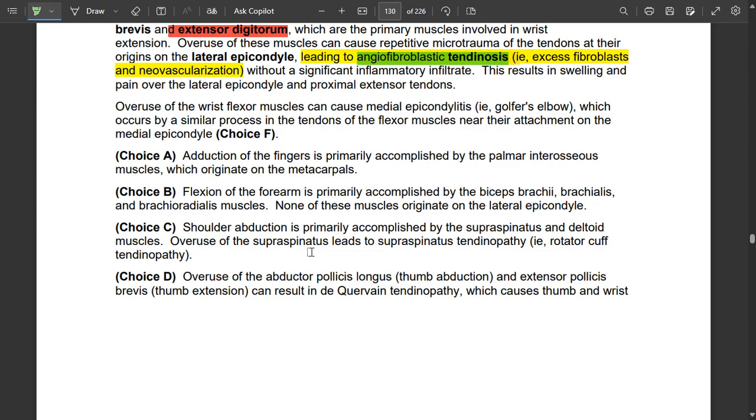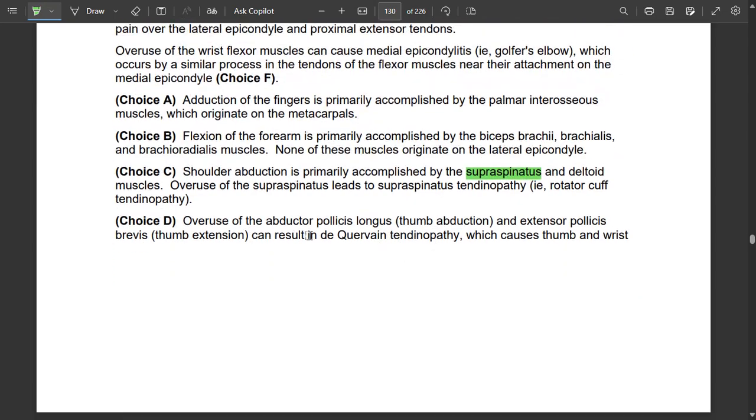Shoulder abduction is primarily accomplished by the supraspinatus. Abduction of the shoulder is helped by the supraspinatus and deltoid muscles. The supraspinatus helps with the first 0 to 15 degrees of abduction, while the deltoid takes it to 90 degrees. Overuse of the supraspinatus leads to supraspinatus tendinopathy.